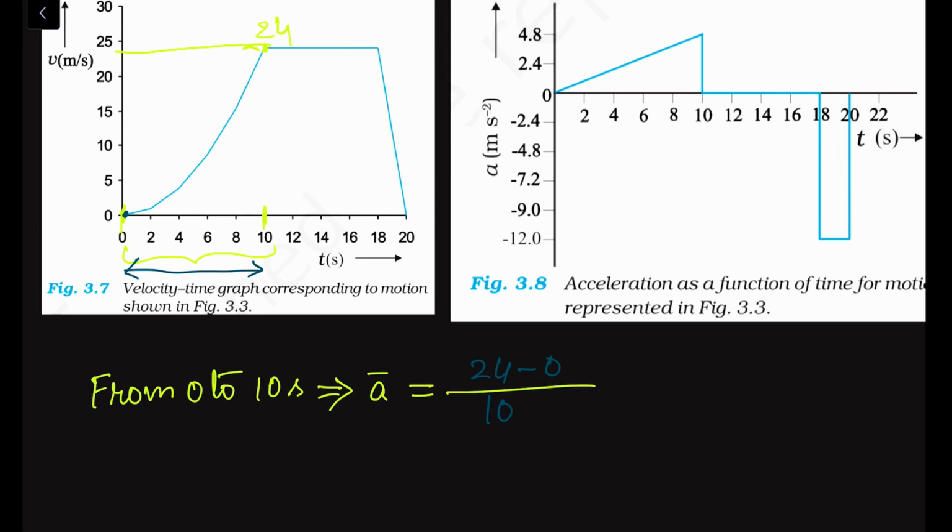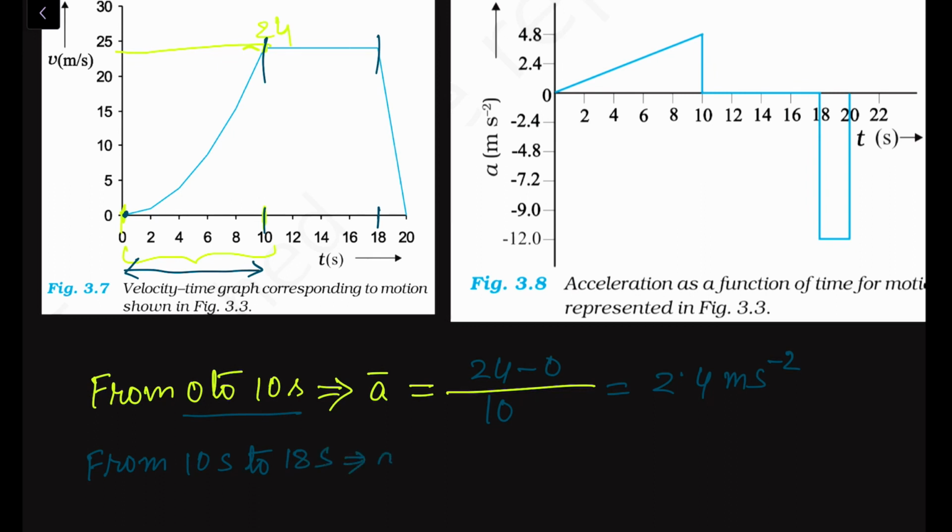So what is the acceleration? 24 divided by 10, so it will be 2.4 meter per second square. This is the acceleration for 0 to 10 seconds. Now let us consider from 10 up to 18. Why are we considering 10 to 18? Because from here we can see the velocity is not changing, it is constant at 24 meter per second, from 10 second to 18 second.